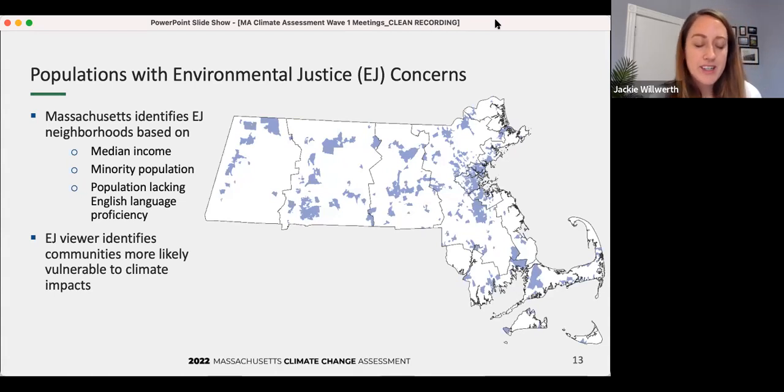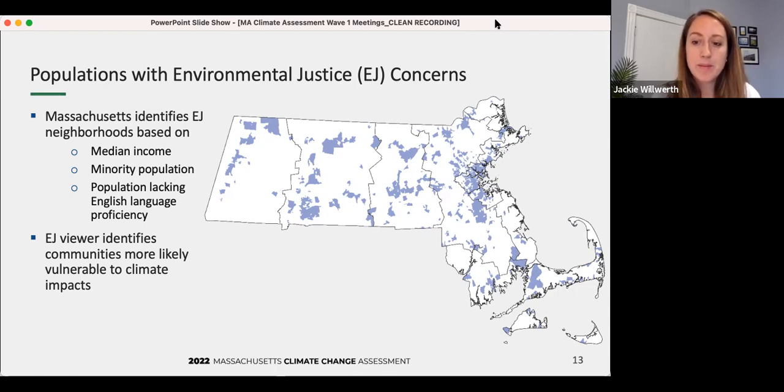Another important consideration, as Elizabeth mentioned, is when we're thinking about where these impacts are felt, it's also important to know who will be bearing the brunt of these impacts across the state. And one way we do that is by using the Massachusetts Environmental Justice Viewer. And we can identify where populations with environmental justice or EJ concerns are located. The state defines these areas based on the criteria shown here: median income, minority population, and English language proficiency. And these areas have been subject to a history of disproportionate environmental pollution and are more likely to be vulnerable to climate impacts going forward.